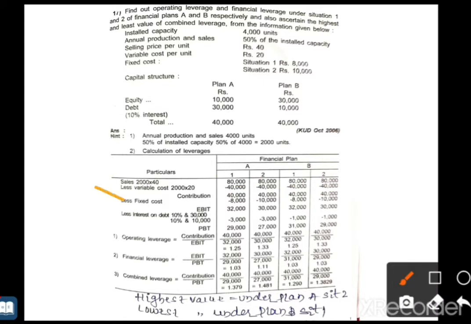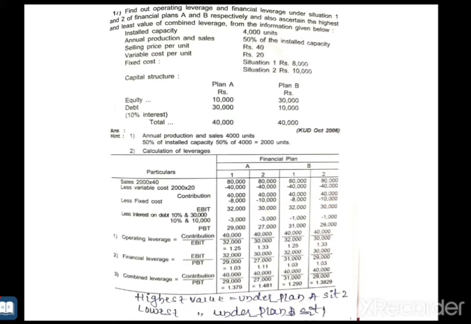Next we are going to deduct fixed cost. This is most important. We have two situations in each plan. So in plan A, situation 1, we have taken fixed cost 8,000, and in plan A, situation 2, it is 10,000. Again in plan B, situation 1, 8,000, and in plan B, situation 2, 10,000. After subtracting fixed cost, we will get total EBIT: 32,000, 30,000, 32,000 and 30,000.